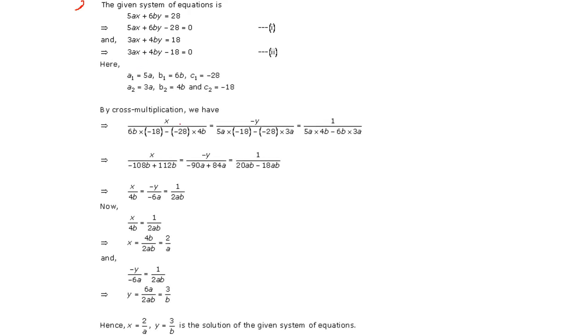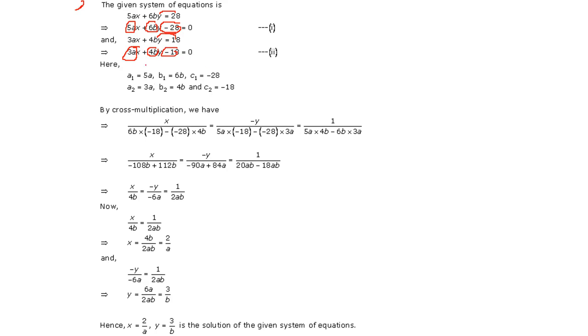Now the next question is, these are the system of equations, and how to solve this by cross multiplication. First of all, we will bring this 28 on the left hand side, so this will be minus 28. So this is a1, this is b1, and this is c1. Bring 18 here, so this will be a2, b2, and c2. We know how to do it.